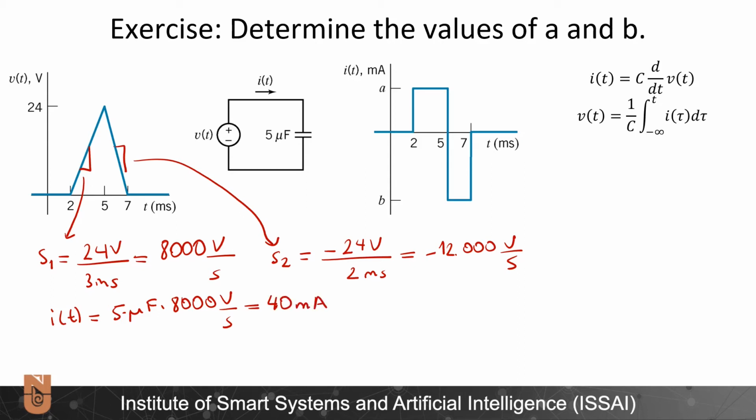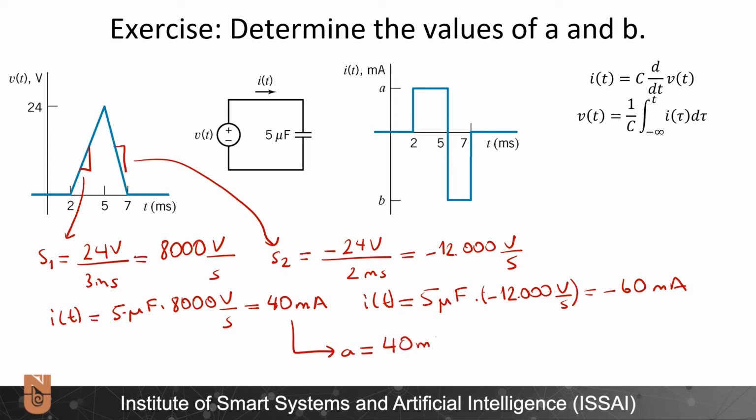milliamperes. And if I do this for the second range, I end up with 5 microfarads times minus 12,000 volts per second. I end up with minus 60 milliamperes. Based on these, I just can say that A is equal to 40 milliamperes and B is equal to minus 60 milliamperes.